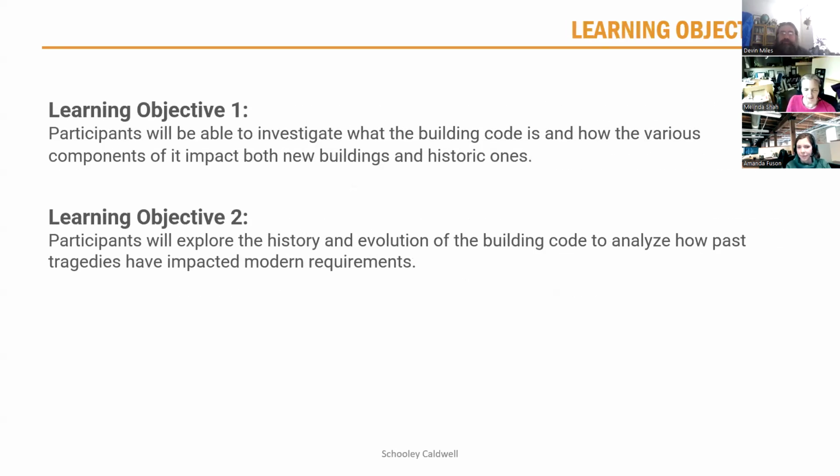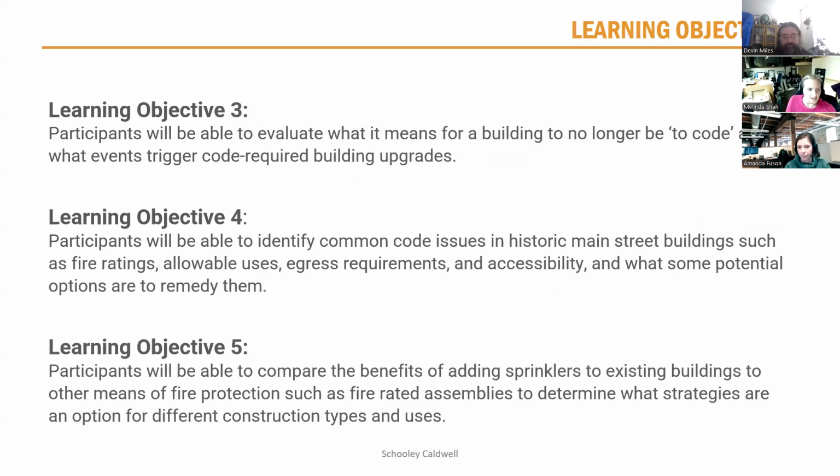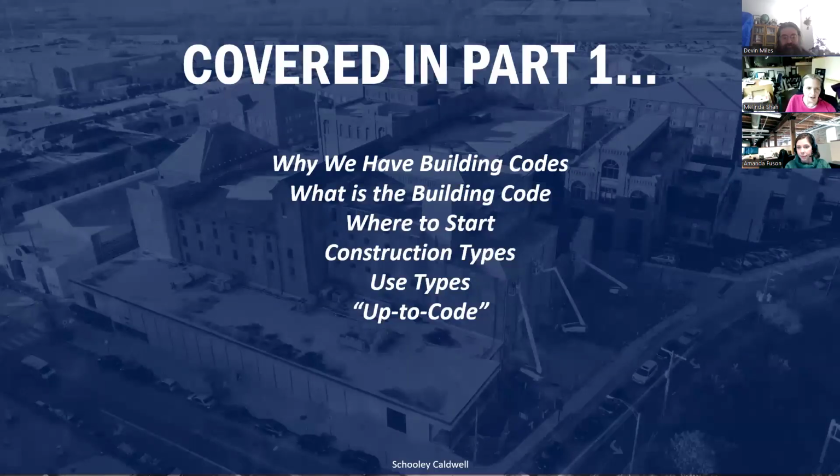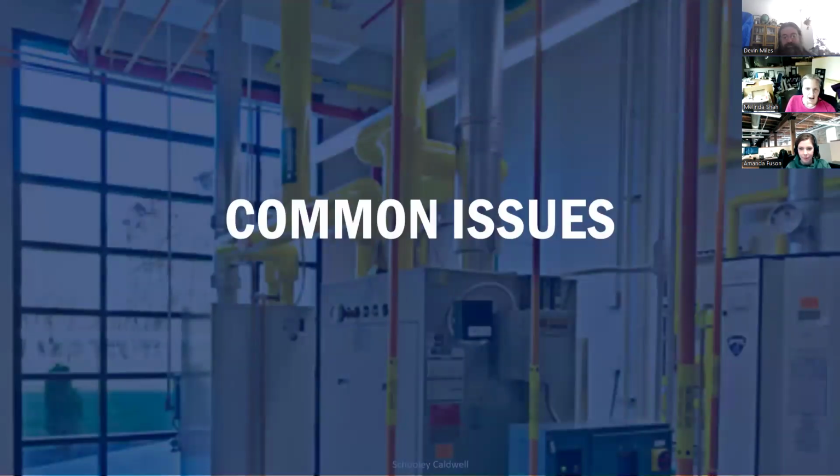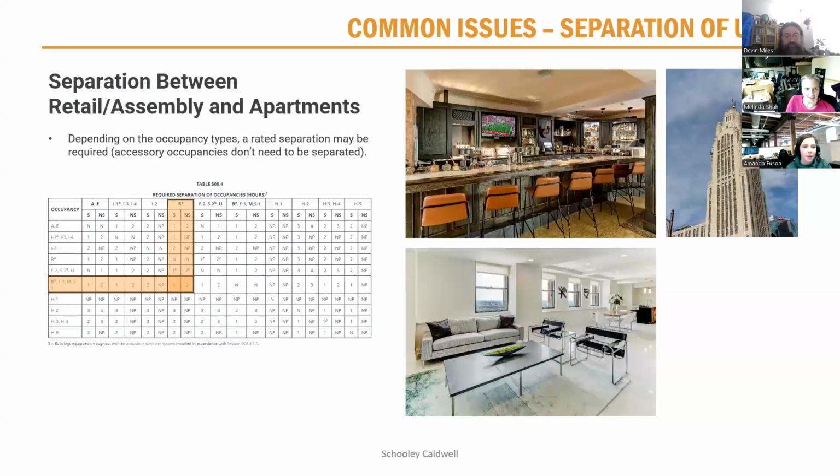So, a few learning objectives that we have to include. Anyone that's used to submitting for AIA continuing education credit is used to these. All five of them. So far, yesterday we covered why we have building codes, what the building code is, where to start when you have a building, what construction types are, what use types are, and what it means for a building to be up to code. So then we are moving on now to common issues we find in buildings. So what are some of the common issues in existing buildings?